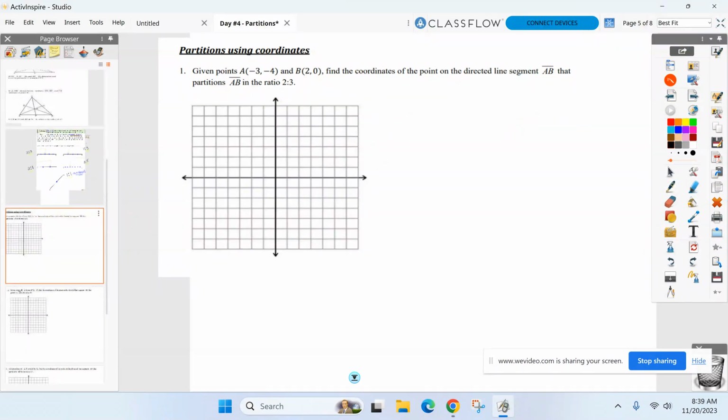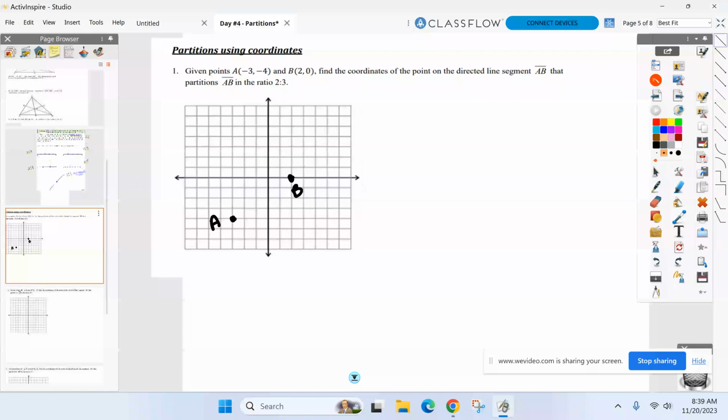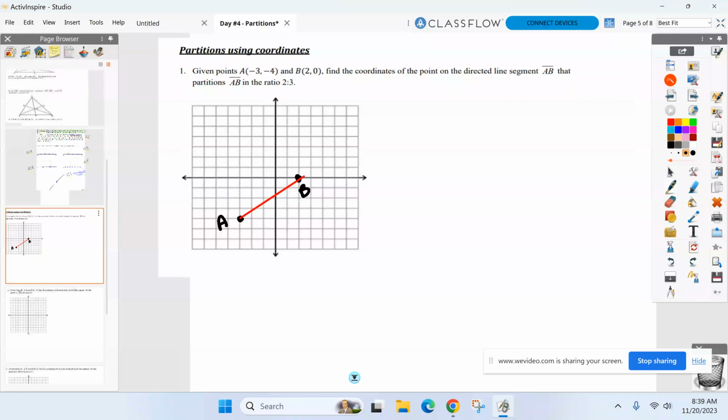All right, so do your thing. There's line segment AB, graph it for me, and then we'll talk. Don't make any markings other than AB. Just draw on line segment AB. And draw in the actual segment, please. Just don't mark A and B. Draw in the segment.